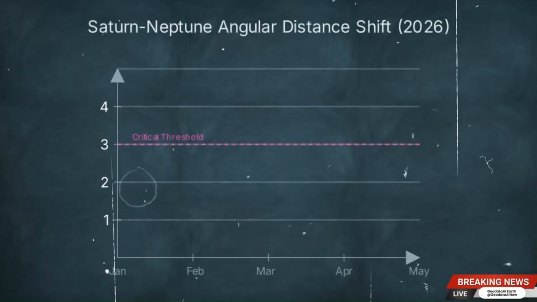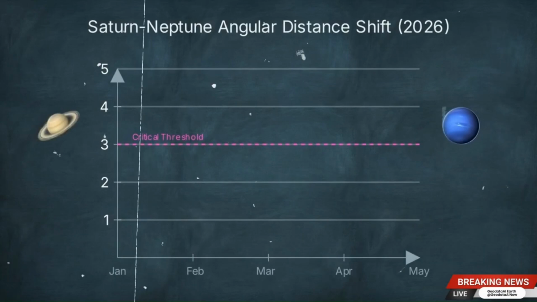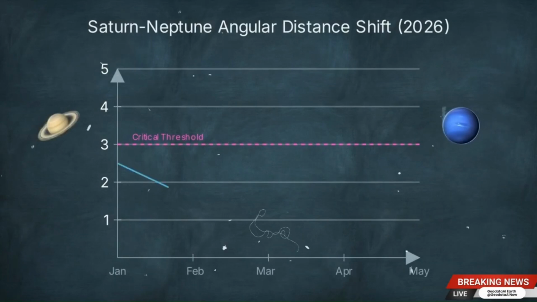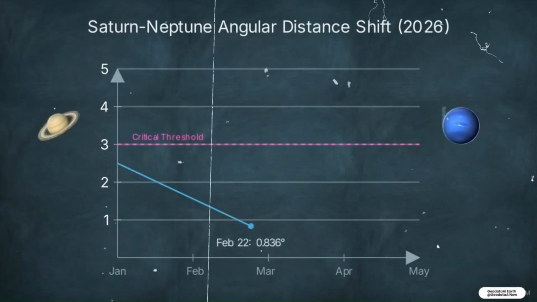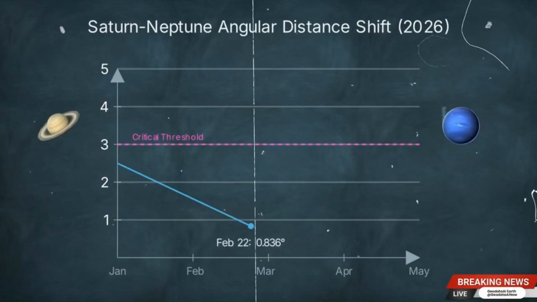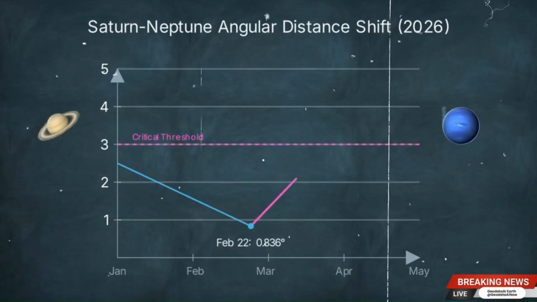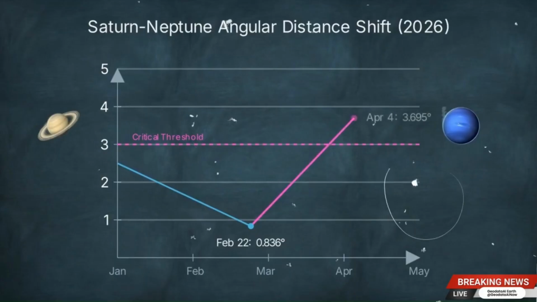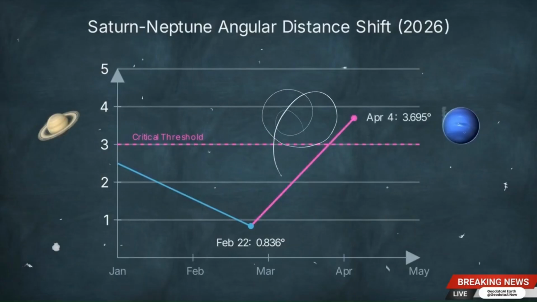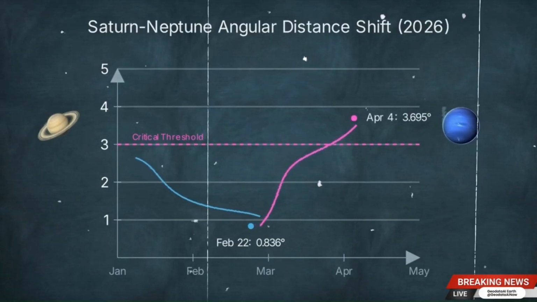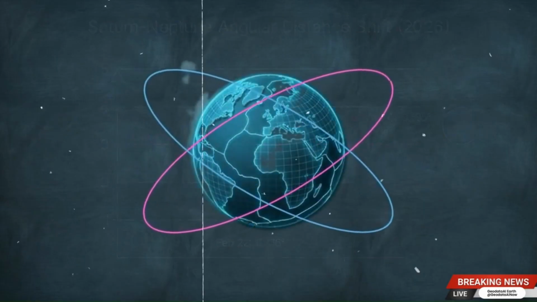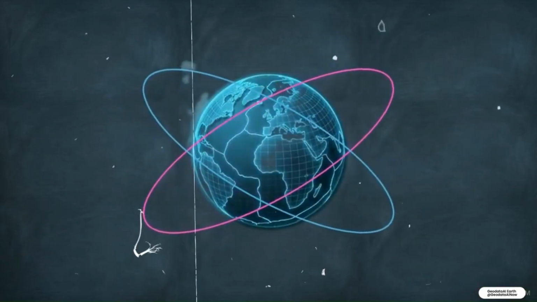This chart plots the Saturn-Neptune angular distance shift for 2026. The alignment hits its minimum distance of 0.836 degrees on February 22. But then the curve rapidly ascends, hitting 3.695 degrees by April 4th. This steep ascent represents a sudden, violent shift in tidal torque, dragging directly across Earth's upper crust.